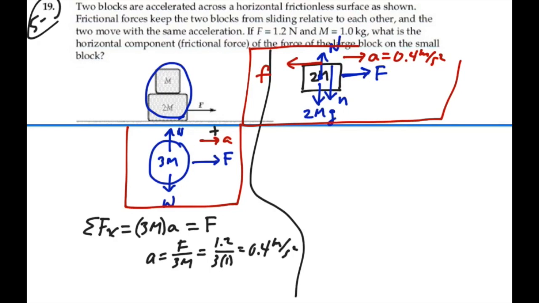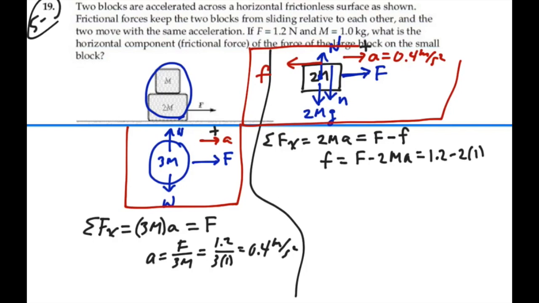If we were to set up Newton's second law based on this, we would say that the summation of all the forces in the x direction is equal to 2m times A, and that is equal to the net force in the direction of positive acceleration, which would be to the right. So that's going to be equal to F minus the frictional force. So in other words, the frictional force acting on the large block is going to be equal to F minus 2ma, which is going to be equal to 1.2 minus 2 times 1 times 0.4, which is going to be equal to 0.4 newtons, and it will be to the left, like that. So that is the force of the small block on the large block.